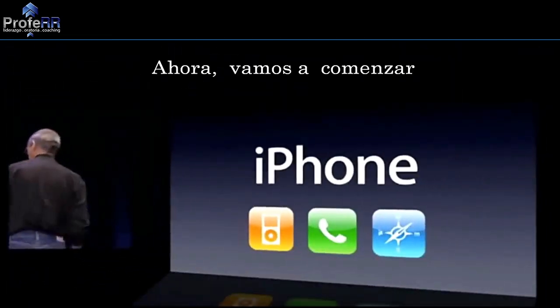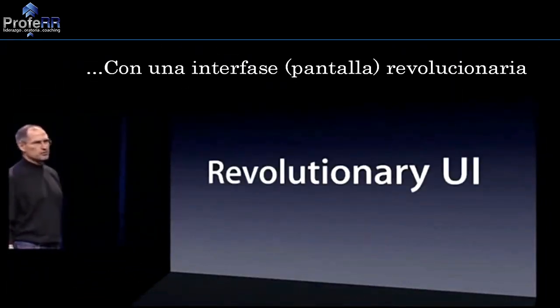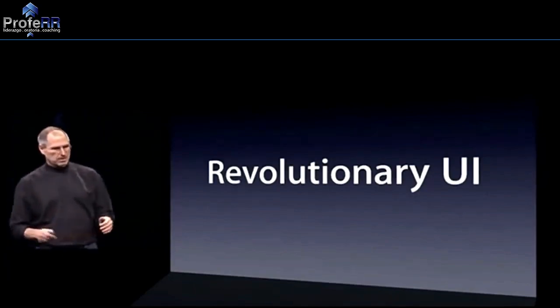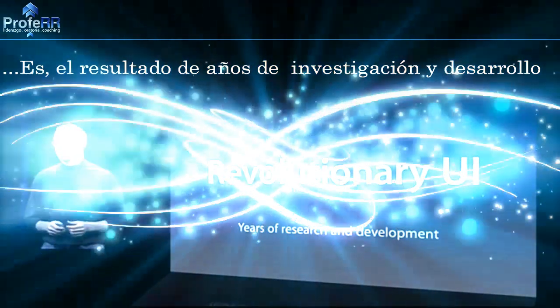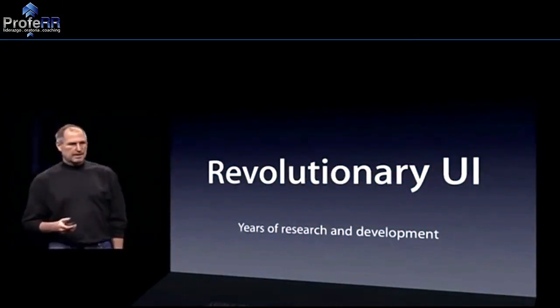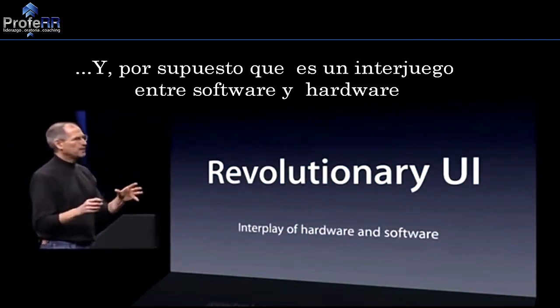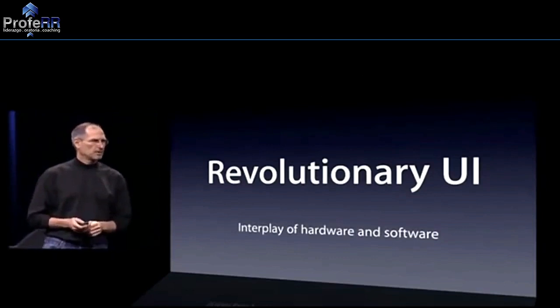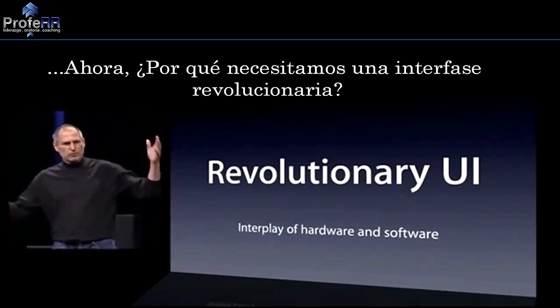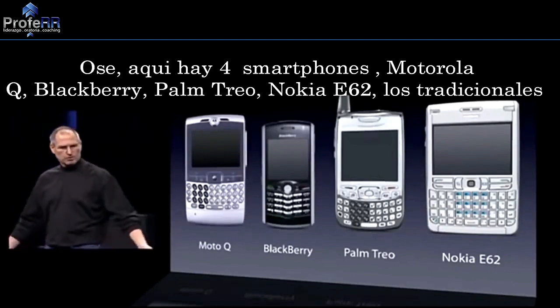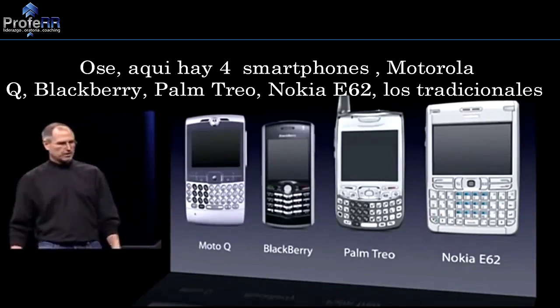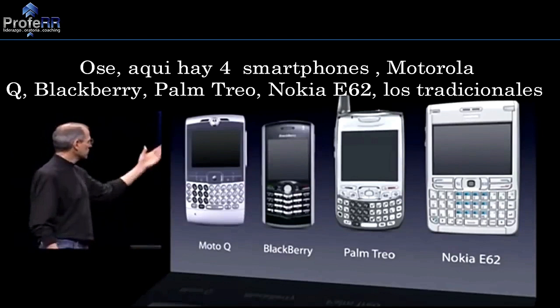Now, we're going to start with a revolutionary user interface. It is the result of years of research and development. And, of course, it's an interplay of hardware and software. Now, why do we need a revolutionary user interface? I mean, here's 4 smartphones, right? Motorola Q, the BlackBerry, Palm Treo, Nokia E62, the usual suspects.